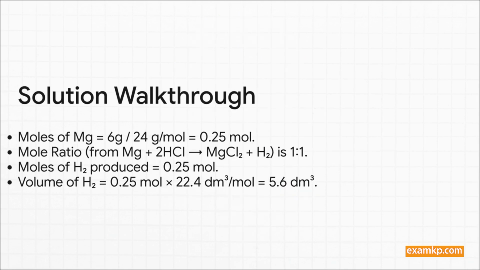Okay, here's the play-by-play. Step 1 is always to find the moles. We take the mass of magnesium, divide by its molar mass, and we get 0.25 moles. Step 2, we look at our balanced equation. See, it's a 1-to-1 ratio between magnesium and hydrogen. So 0.25 moles of magnesium will make 0.25 moles of hydrogen. Finally, because the question told us it's at STP, we can use that magic number, 22.4. We just multiply our moles by 22.4 and we get our final answer, 5.6 cubic decimeters.